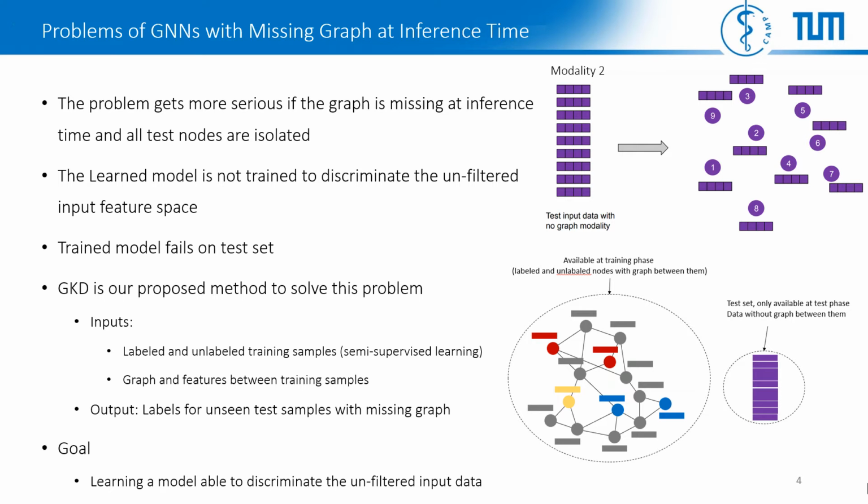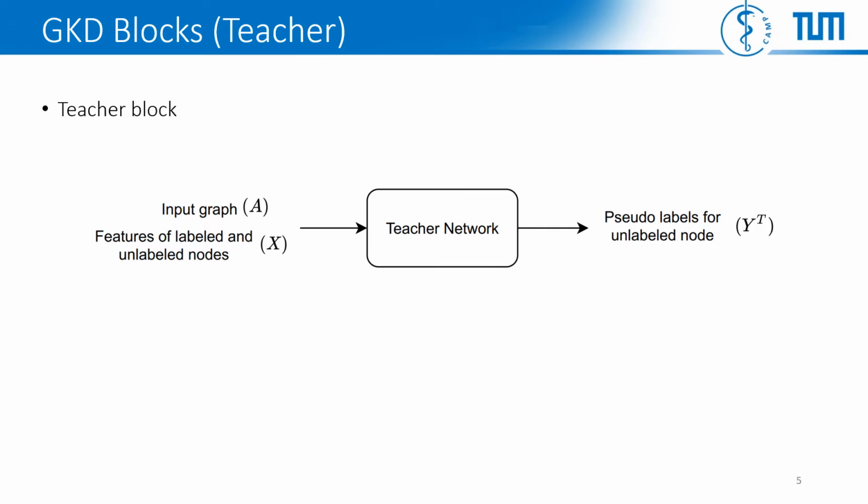This problem gets more serious when the graph is available during training, but missing at test time, and all the test samples are isolated nodes. Therefore, the feature spaces of training and test samples are different. GKD is our method, which aims at using labeled and unlabeled training samples and the graph between them to train a model with input feature space without filtering by neighbors, and use the trained model for isolated nodes at inference time.